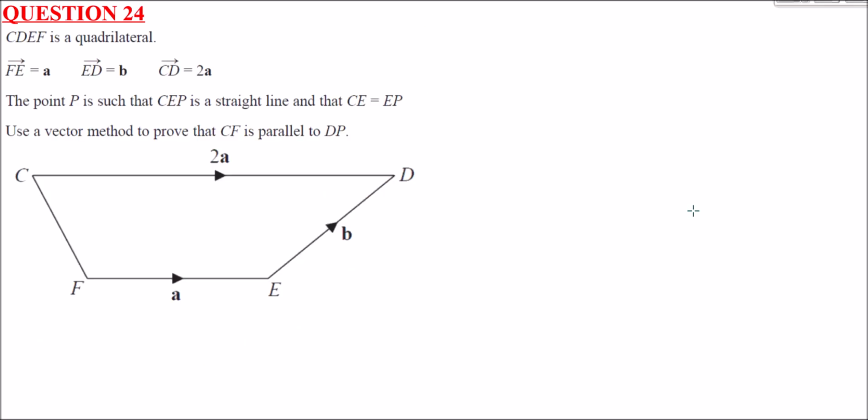Question 24, we have these dreaded vectors again. C, D, E, F is a quadrilateral. From F to E is given in terms of vector A, E to D is labelled as B, C to D is labelled as 2A. The point P is such that from C to E to P is a straight line, and CE is the same length as EP and the same direction. So if C to E is here, E to P will be somewhere around here. So I'm just going to add on here point P and the line CEP. So in green, CEP will look something like this.